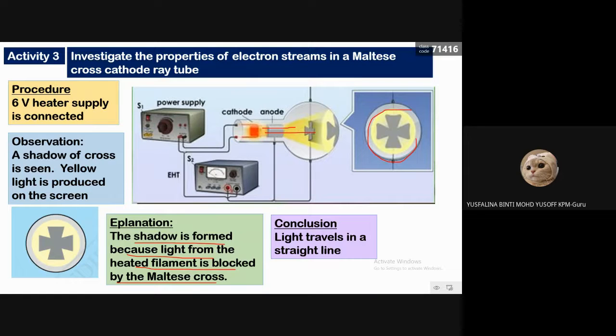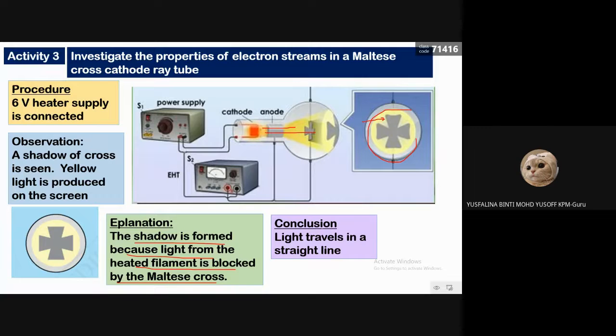But at this part, the electron is being blocked. It means the electron cannot pass through because of the Maltese cross there, so at this part it becomes dark. But at this part it becomes yellow light, because the electron can pass through and convert the kinetic energy to light energy. But this one is being blocked.